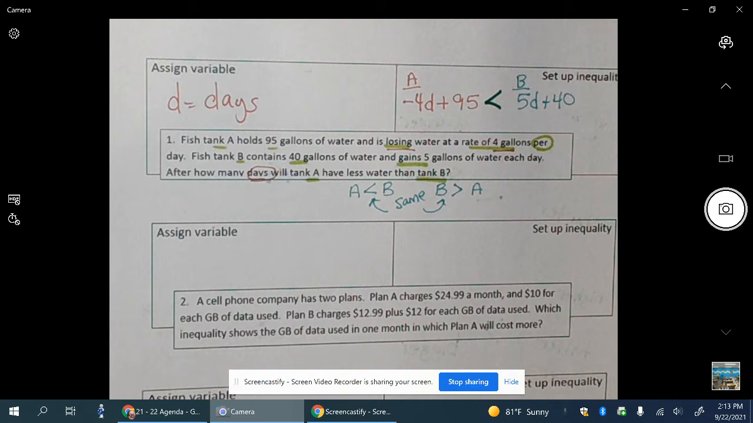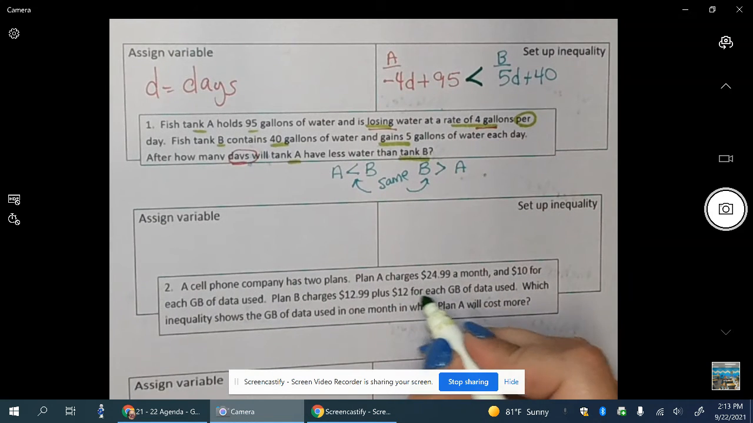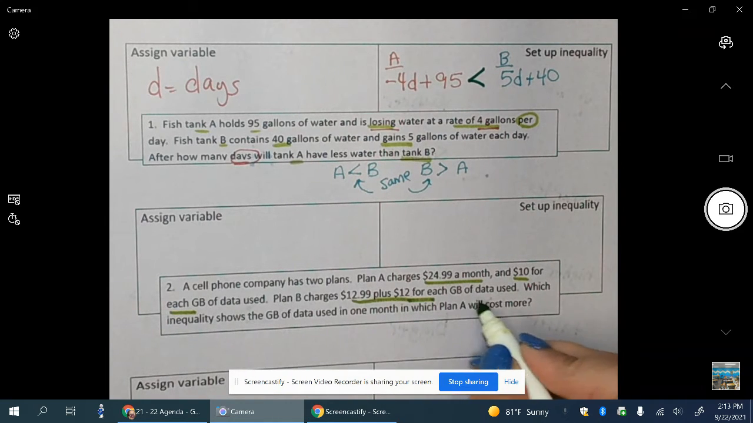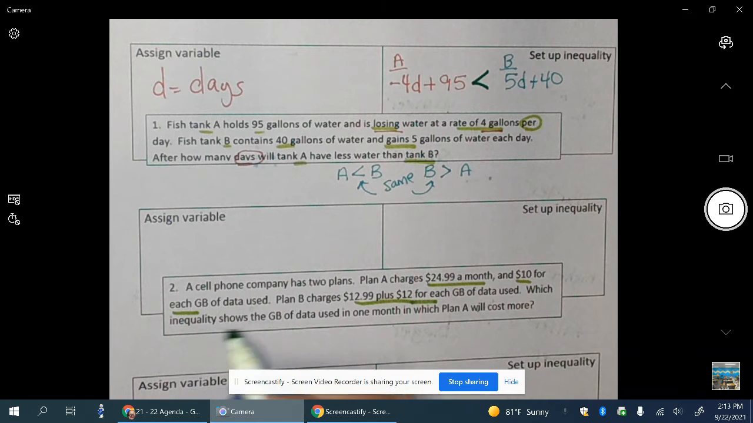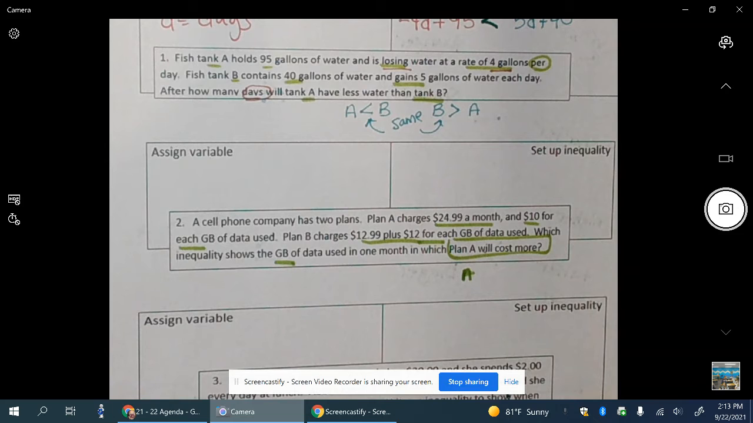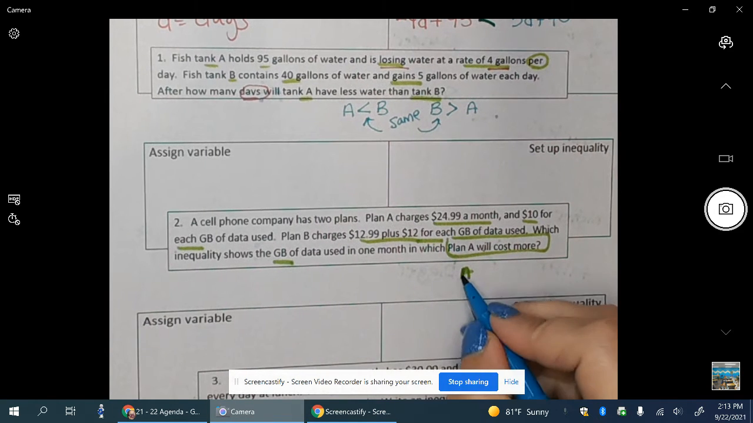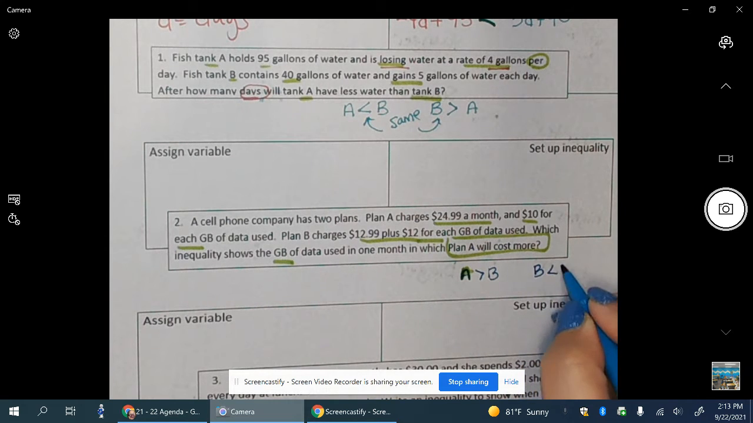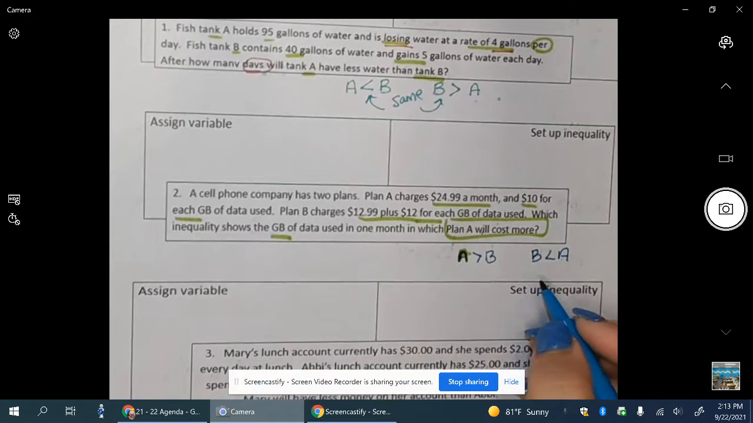Avery, go and read the second one. A cell phone company has 2 plans. Plan A charges $24.99 a month and $10 for each GB of data used. Plan B charges $12.99 plus $12 for each GB of data used. Which inequality shows GB of data used in 1 month and which plan A will cost more? Right, perfect. So my inequality is I want A to be what? More. What's another word for more? Greater than. I want A to be greater than B. What's the opposite? B is less than A. Okay. I just want you to know that those are the same things.